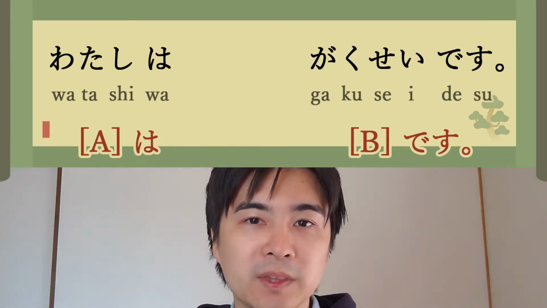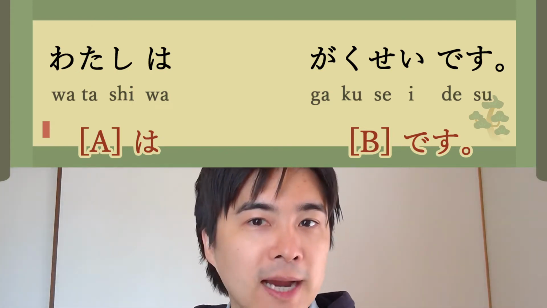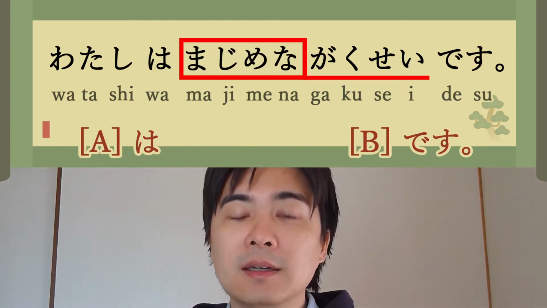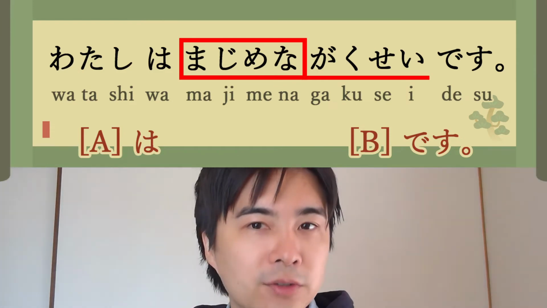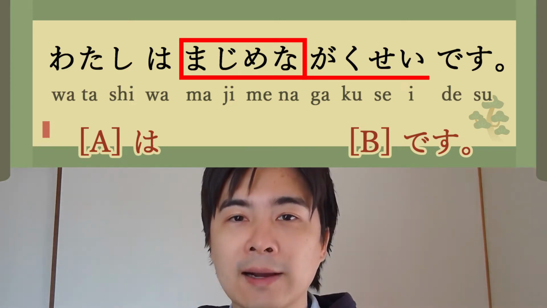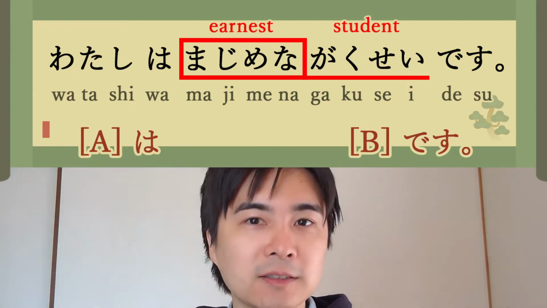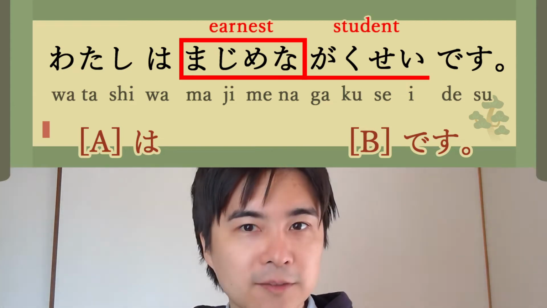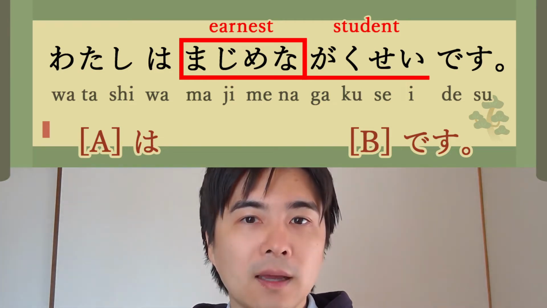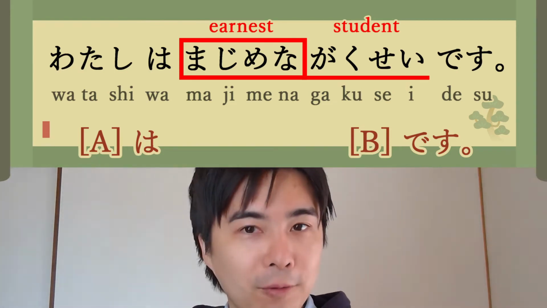in Japanese. Then, if you want to say I am an earnest student, you need to add the adjective 真面目な in front of the noun to be modified. In this case, we want to say earnest student. So 真面目な is put right before the noun 学生。真面目な学生 means earnest student. So the sentence becomes 私は真面目な学生です。How was it?